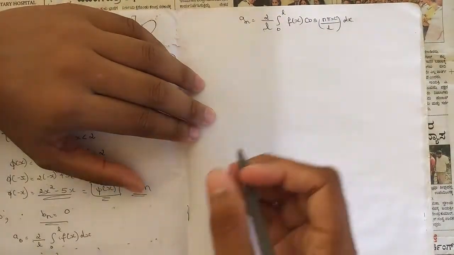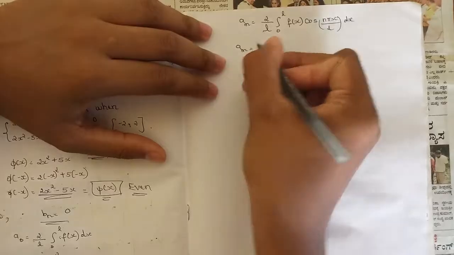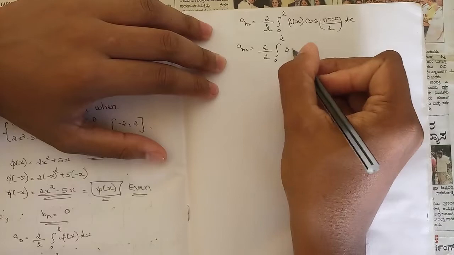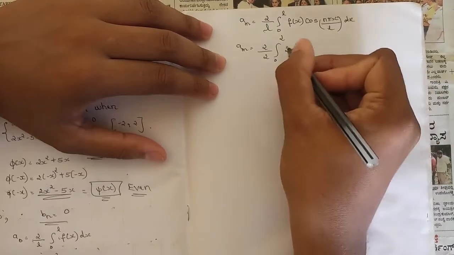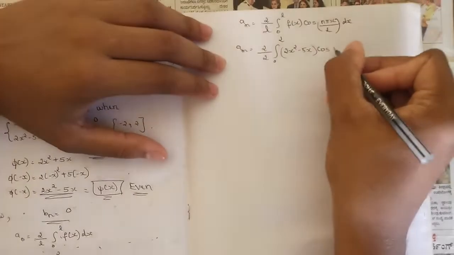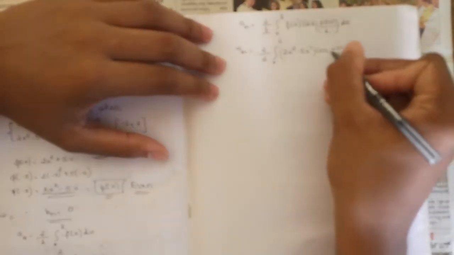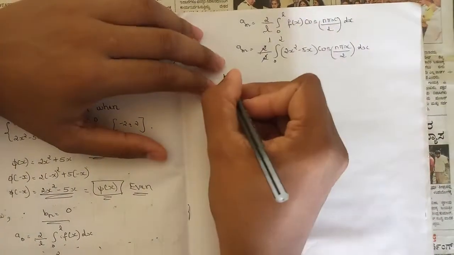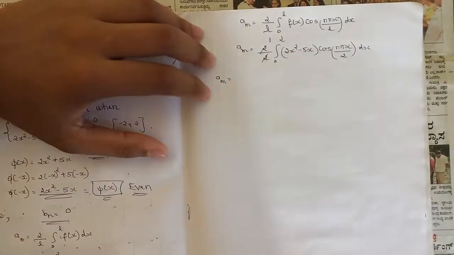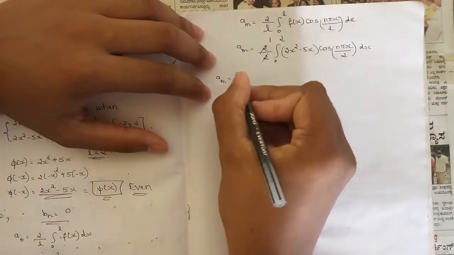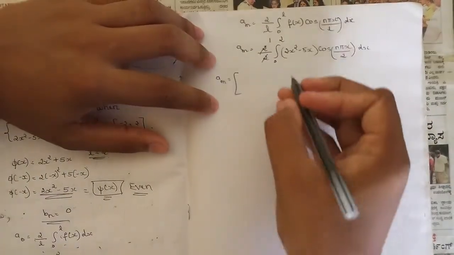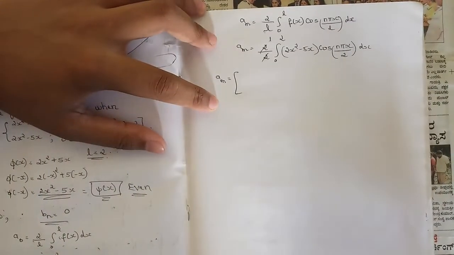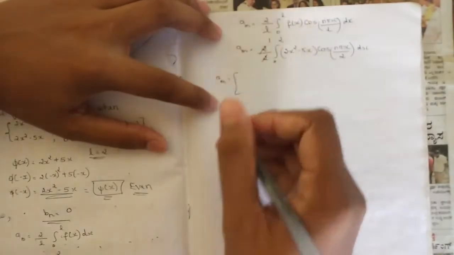So now similarly we'll find the value of an. Value of L is 2. f of x is 2x square minus 5x, cos n pi x by 2 dx. This becomes 1. So now integrate the function, apply Bernoulli's rule. It becomes 2 into x square. Differentiation of x square is 2x. So it becomes 4x.